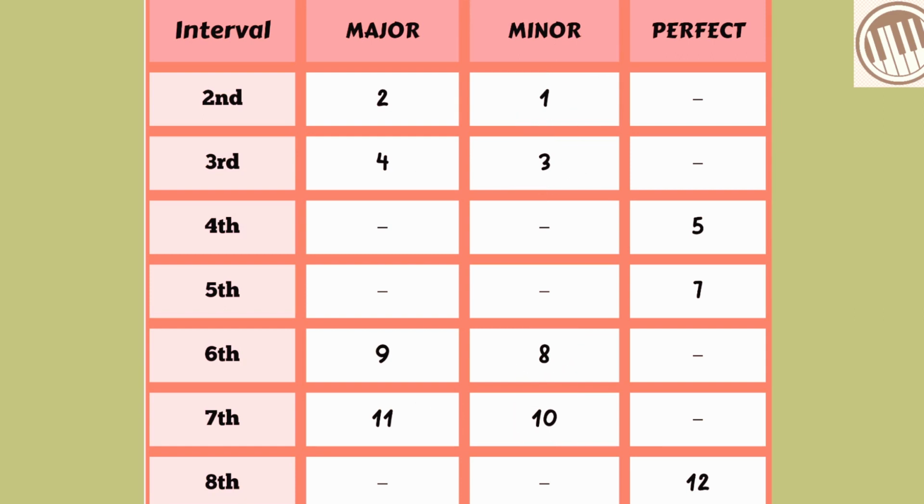And then you can study the perfect intervals. You'll have the perfect fourth with 5 semitones, and the perfect fifth will have 7 semitones, and finally the perfect octave will have 12 semitones. So take some time to study this and memorize the number of semitones, and then let's dive into your lesson.